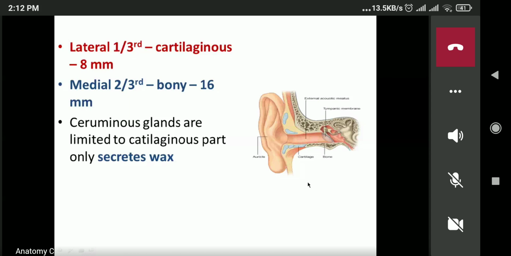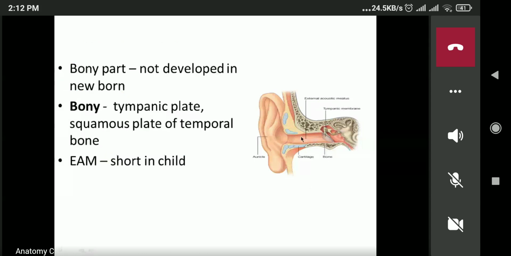And what you should keep in mind is the bony part of the external acoustic meatus is not developed in the newborn. So only the cartilaginous part will be present there, not the bony part. The bony part is mainly made up of the tympanic plate of bone. So this is the squamous part of the temporal bone.